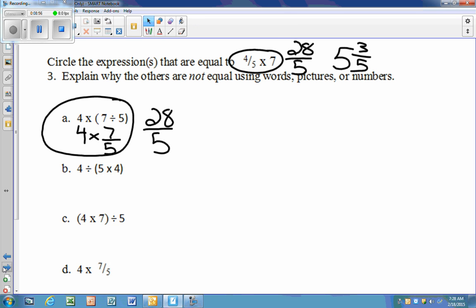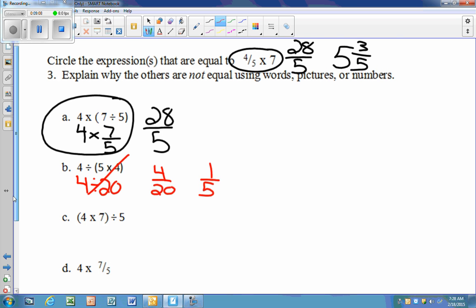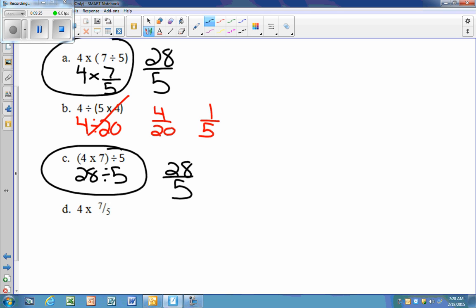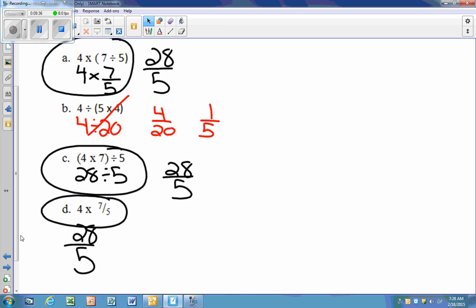Then I go to the next one, and this states 4 divided by 20, which is the same thing as saying 4/20 or 1/5. That's not correct. So I'm going to cross it off, but make it so I can still see the work. This one right here is 28 divided by 5, which matches my answer up above, so I'd circle that. And then this one right here is also 28 over 5, which matches my answer up above, so I would circle that. And that's how I solve question 3.